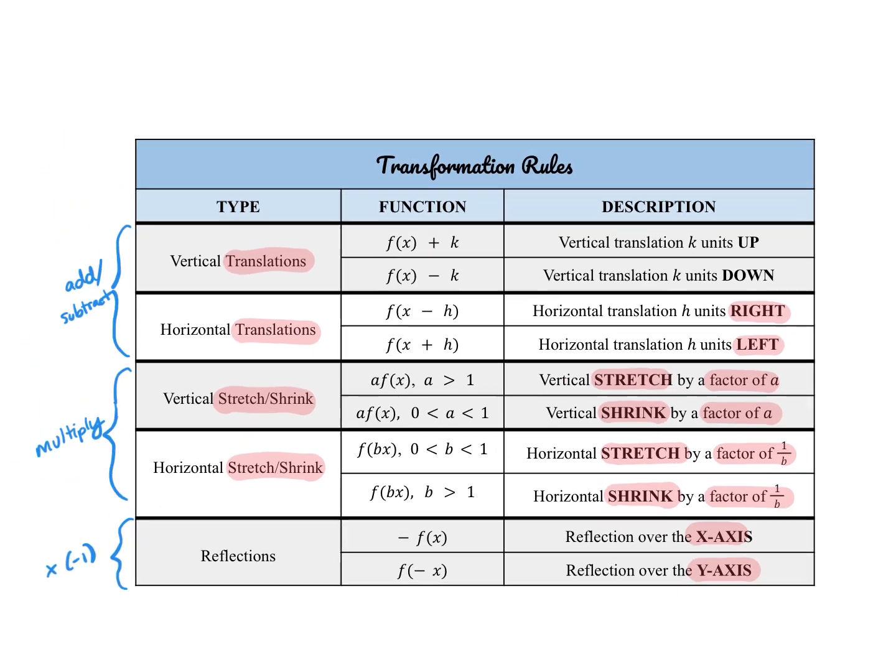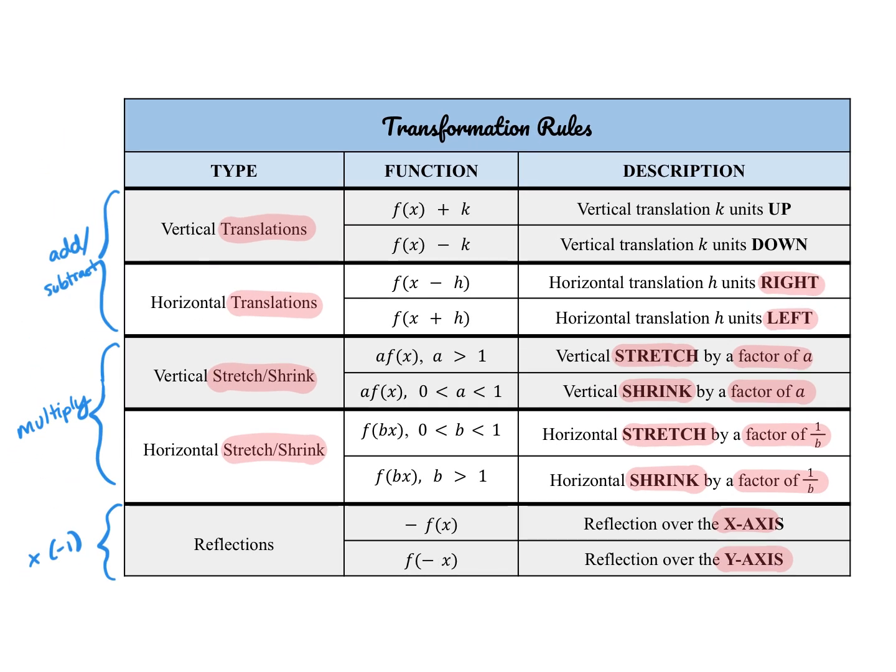And there you go. So for each of these things, you can ask yourself, what operation do I have? And that will tell you what type of transformation. And then you'll ask yourself, where am I doing that operation? Is it inside my function or outside my function? And that will tell you if it's going to be horizontal or vertical.